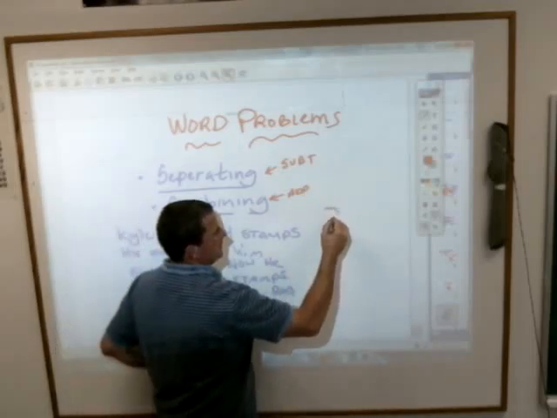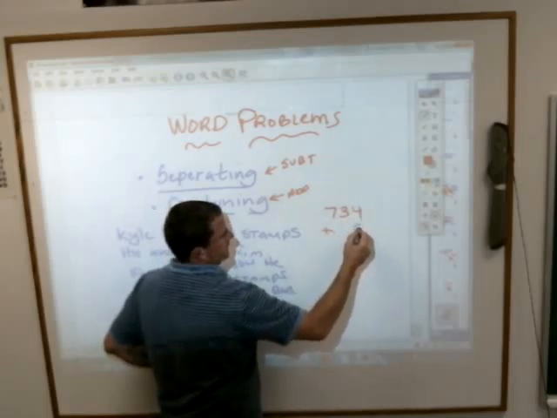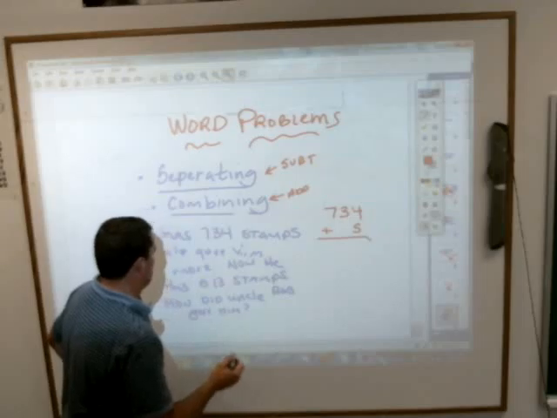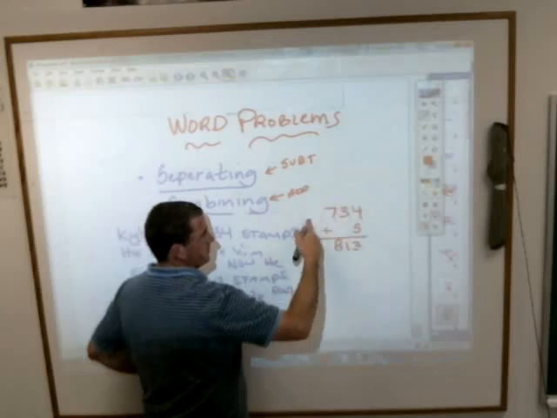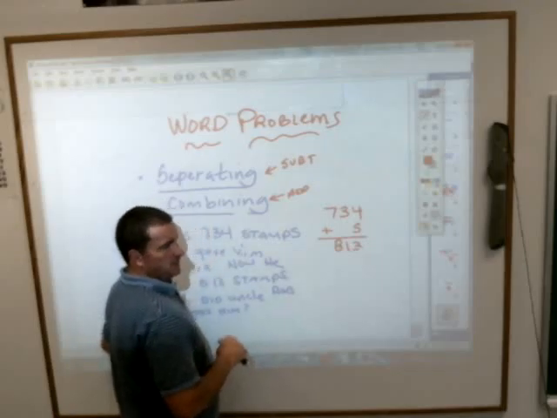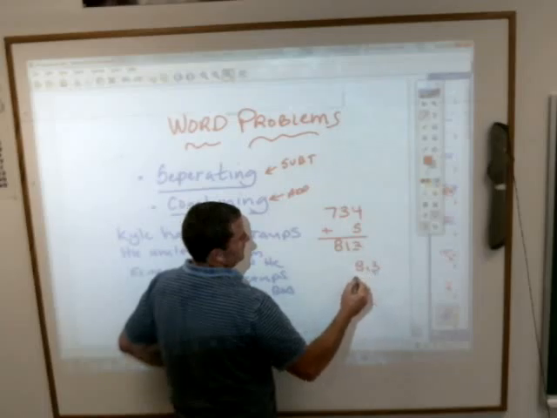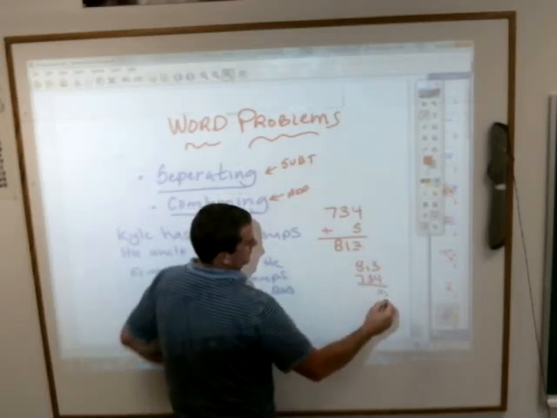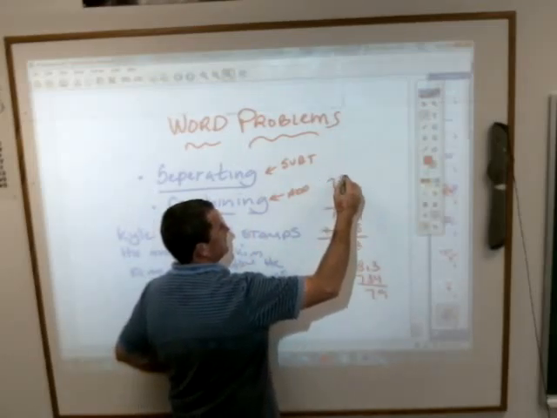So it would end up looking like this. 734 plus, let's put S for stamps, equals 813. Now, like I said before, and this would be like the little pattern that you look at, just because it's an addition problem doesn't mean you add to solve the problem, because in this case, to find out how many stamps Uncle Bob gave me, what would I have to do, Ariel? You'd actually have to subtract the 813 minus the 734, which is 79? That makes sense? 79 stamps.